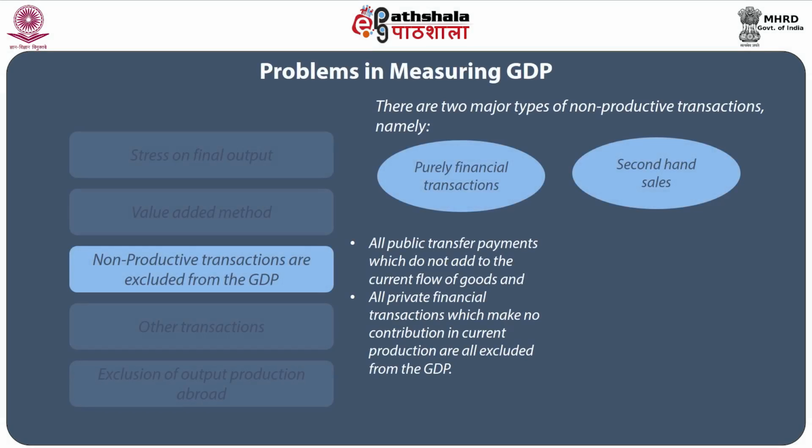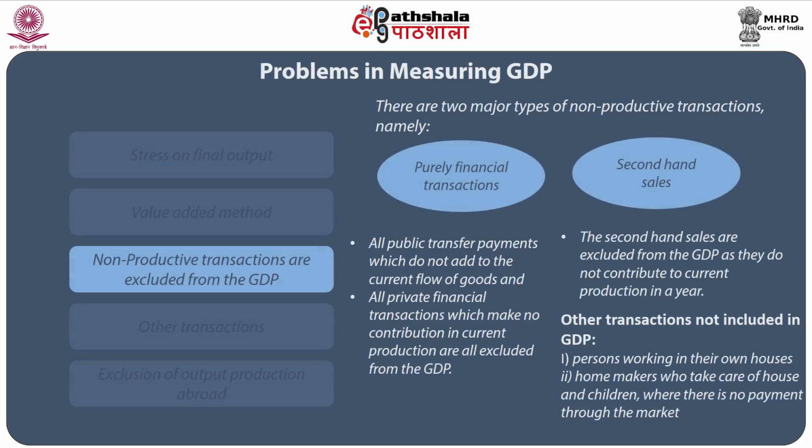Under purely financial transactions, 1. All public transfer payments which do not add to the current flow of goods, such as social security payments and relief payments, and 2. All private financial transactions such as receipt of money by a student from his father, which make no contribution to current production, are all excluded from the GDP. Similarly, second-hand sales are excluded from the GDP as they do not contribute to current production in a year.